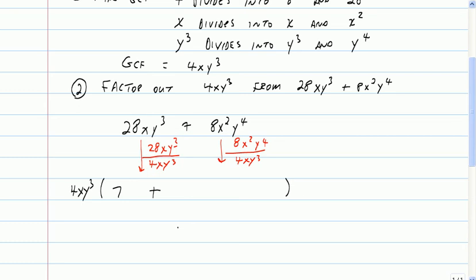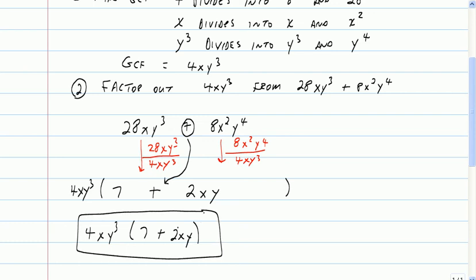Bring down the plus sign, and then simplify this fraction. 8 divided by 4 is 2. X squared over x is x. Y to the fourth over y cubed is y. And so the final answer then is 4xy cubed times 7 plus 2xy.